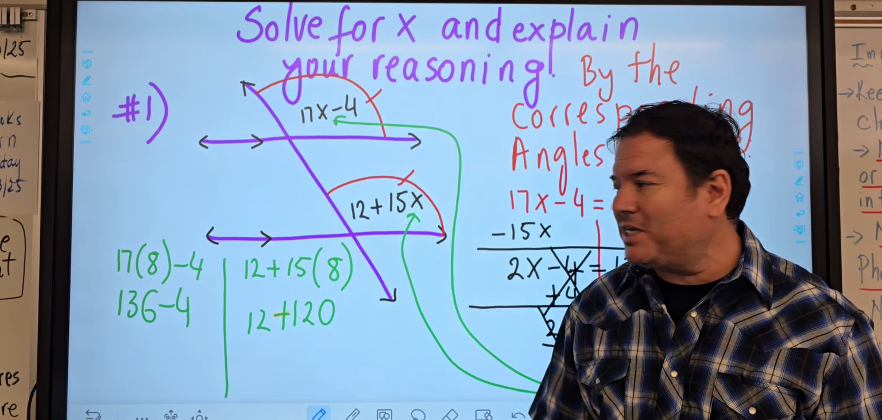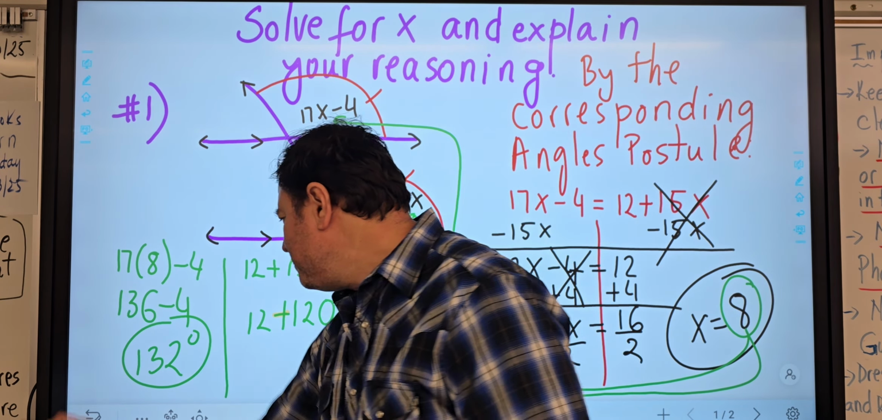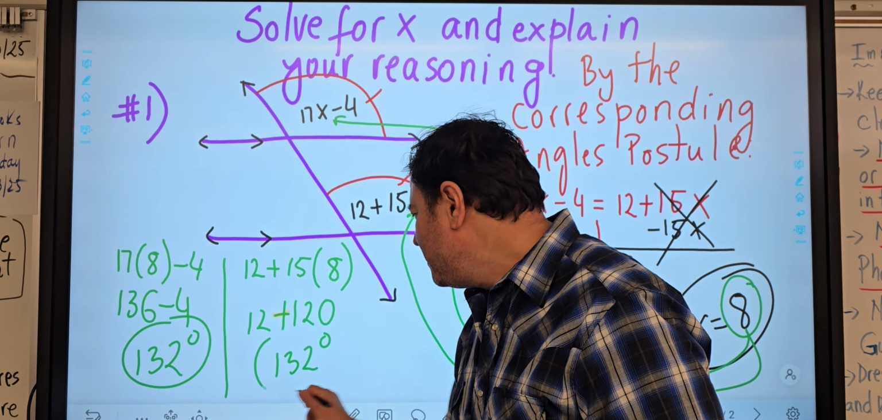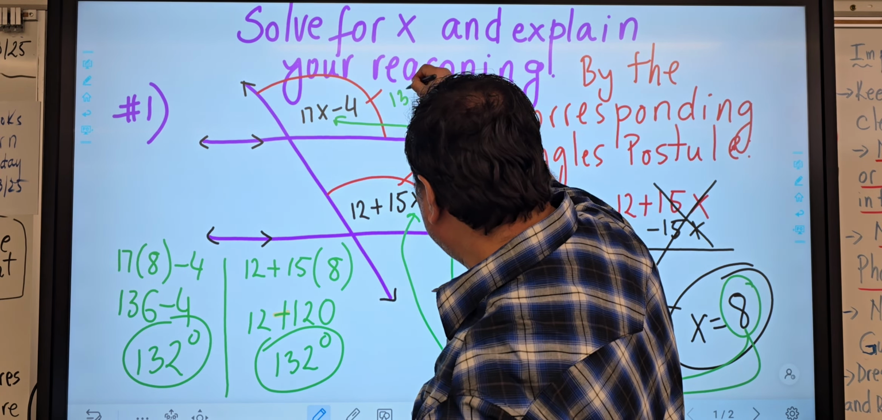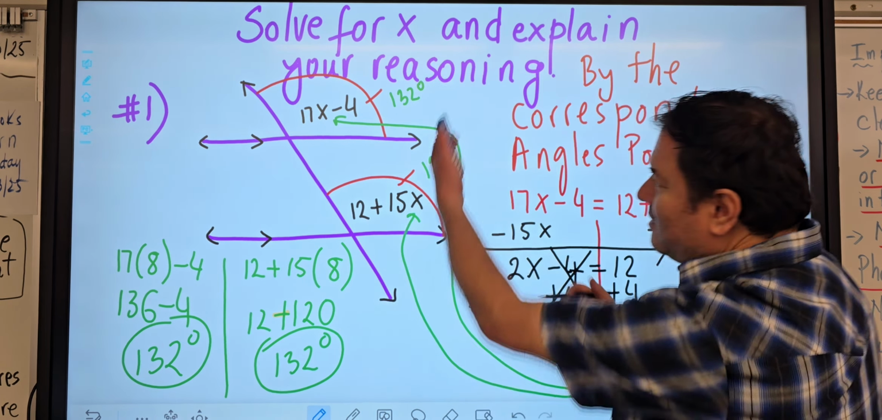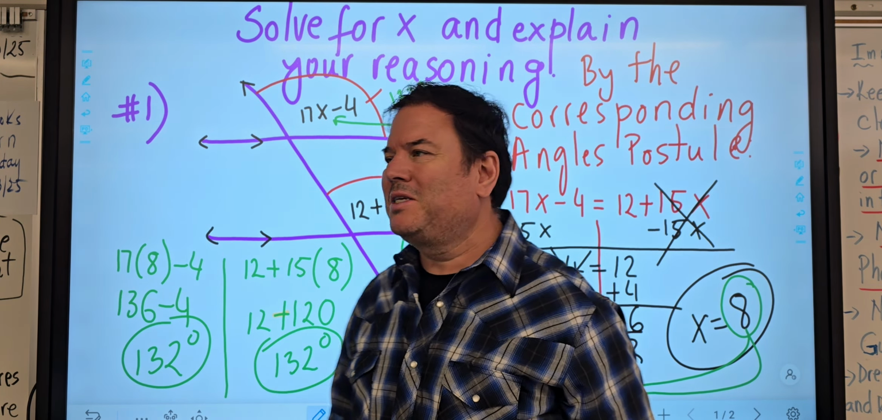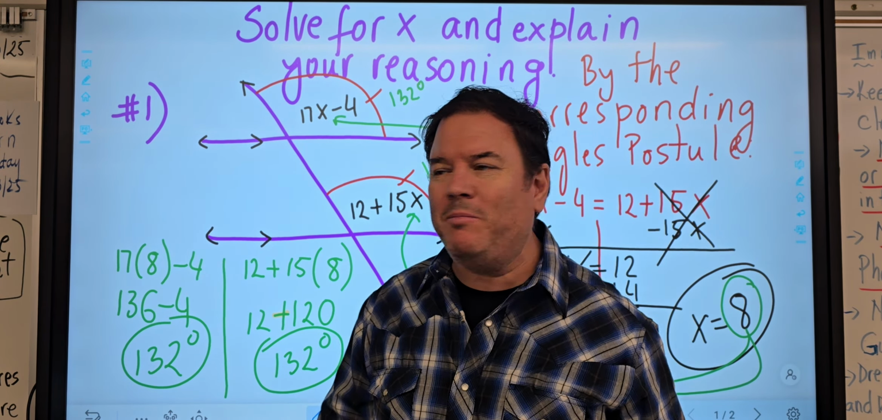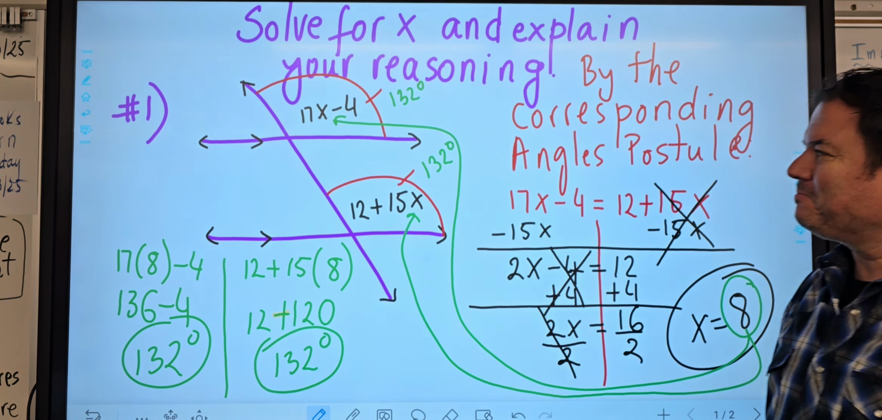So we know that 136 minus 4 becomes 132. Let's call that a degree. And then 120 plus 12 is also 132 degrees. And now, voila, that's it. This angle is 132 degrees, and the other angle is 132 degrees. And then we know that both angles are the same because they are corresponding angles. Based on the corresponding angles postulate, those angles must be the same since those two lines are parallel and they are crossed by a transversal.